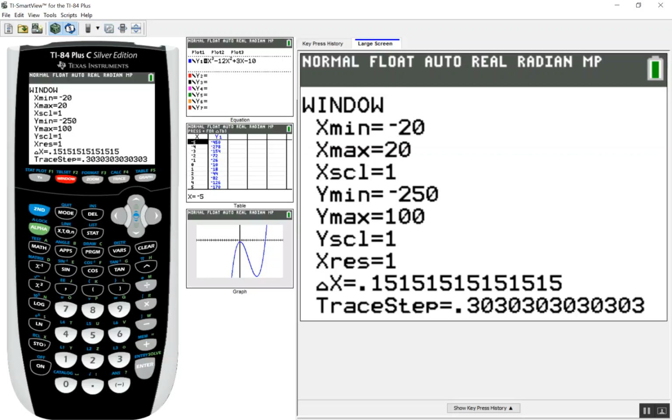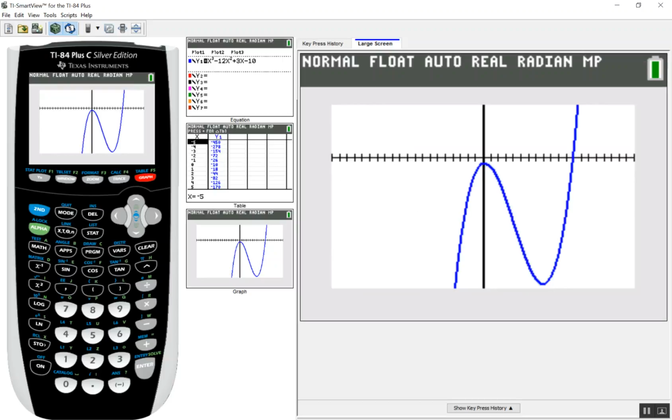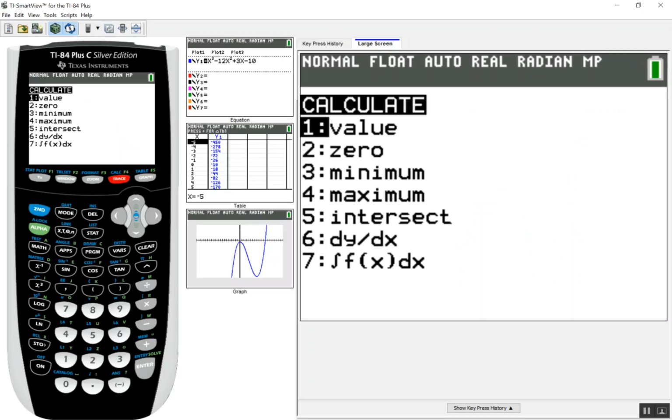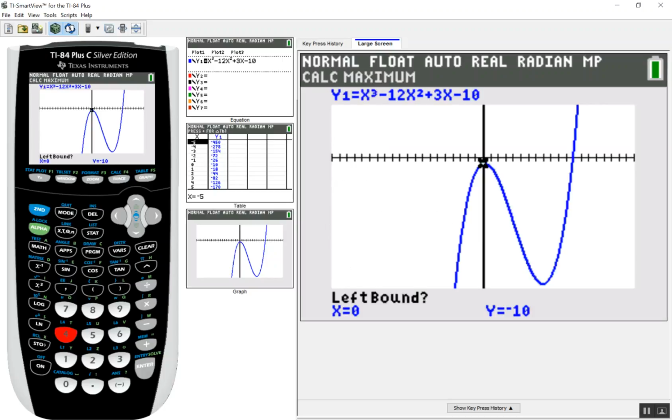Next, I'm going to graph the function, and this is what the function looks like here. Just like with intersect and just like with zeros, we're going to go to second trace to access the calculate section. And notice here option 3 is minimum and option 4 is maximum. So let's start off with option 4 for maximum.